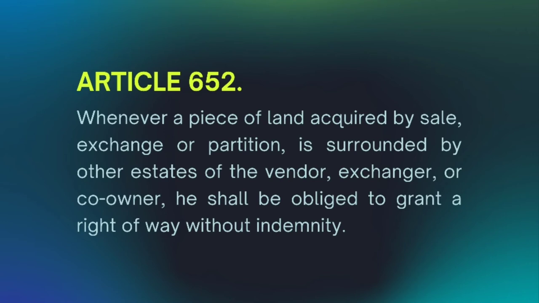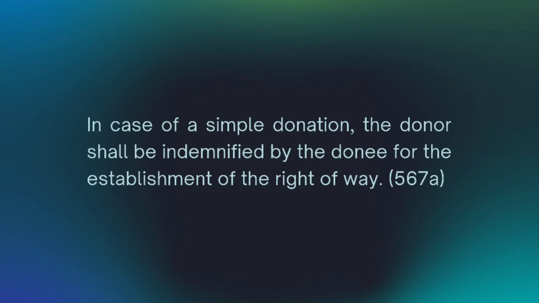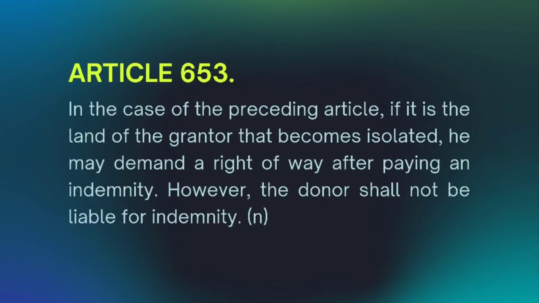Article 652. Whenever a piece of land acquired by sale, exchange or partition, is surrounded by other estates of the vendor, exchanger, or co-owner, he shall be obliged to grant a right of way without indemnity. In case of a simple donation, the donor shall be indemnified by the donee, for the establishment of the right of way. Article 653. In the case of the preceding article, if it is the land of the grantor that becomes isolated, he may demand a right of way after paying an indemnity. However, the donor shall not be liable for indemnity.